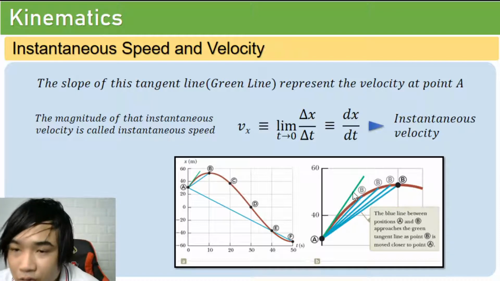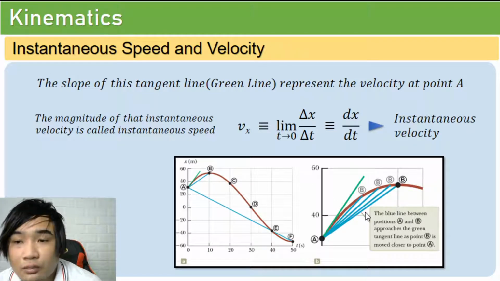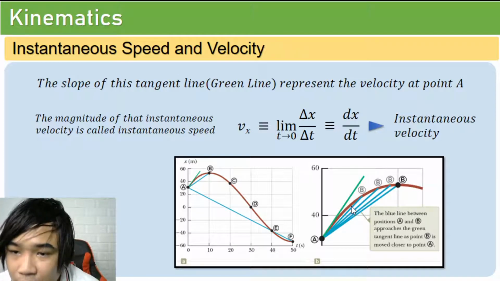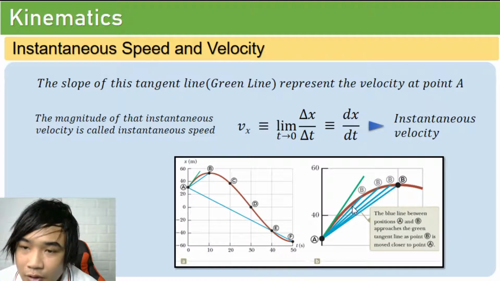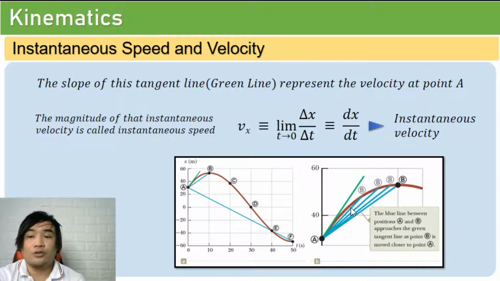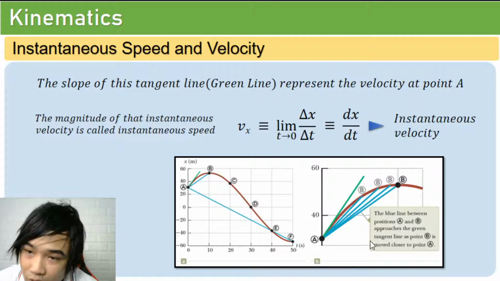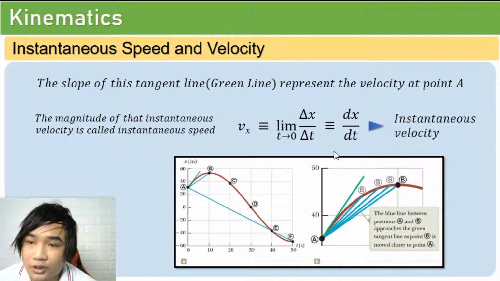So pagka sinabi natin instantaneous speed, that is the magnitude of the instantaneous velocity. So, magnitude lang siya. So, dito sa point B, yan yung blue line na yan. Kung makikita nyo, pag sinabi instantaneous, kukunin mo lang yung slope at a certain point. Dito, kukunin mo lang yung slope dyan. Rise over run. Yung rise, that is yung distance divided by time.